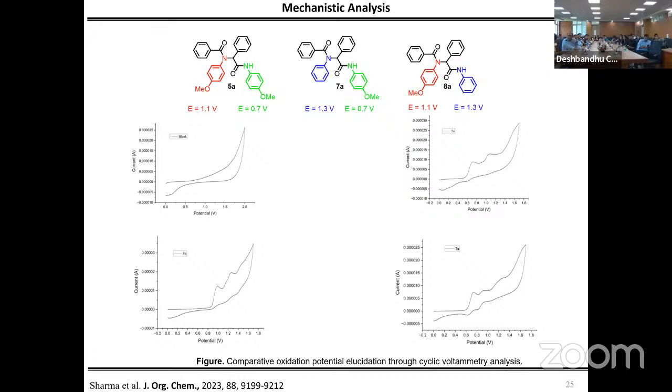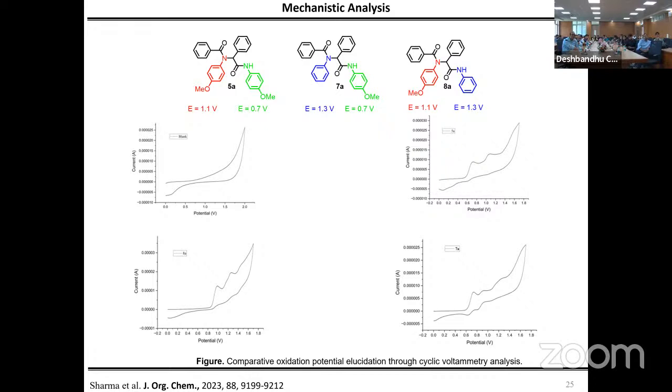We found that the peak at 1.1 was converting into 1.3, whereas when we interchanged the methoxy group and synthesized compound 8A, the peak which we were getting at 0.7 volt was now at 1.3 volt. So after combining all three, we found that the 0.7 volt belonged to this group, which is coming from the isocyanide, and the amidic group was oxidizing at 1.1 volt.